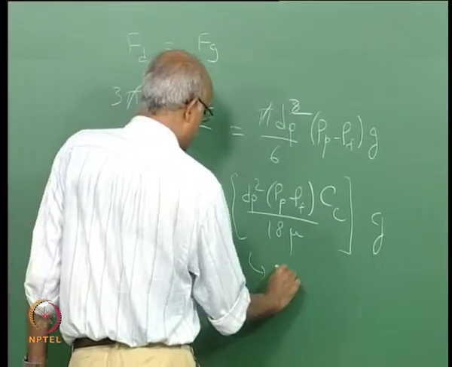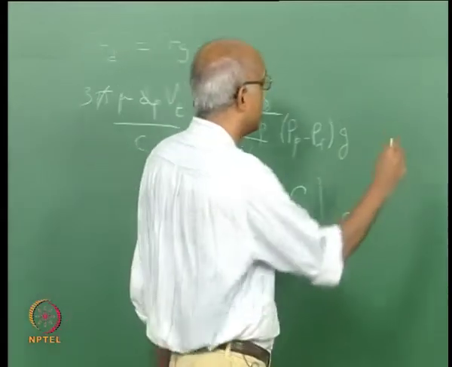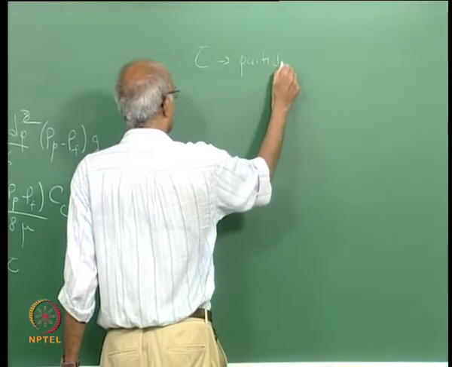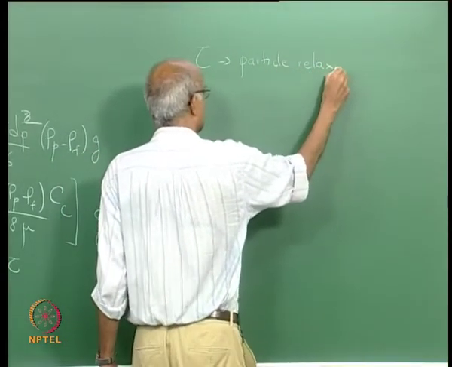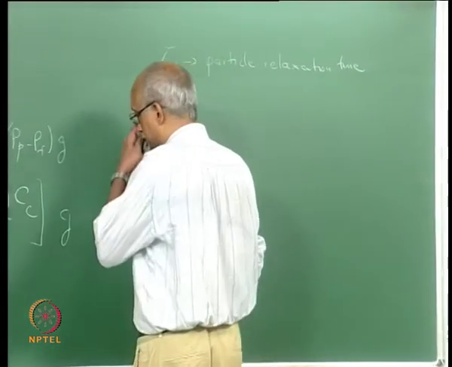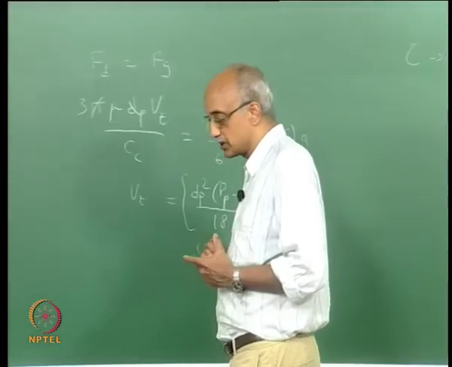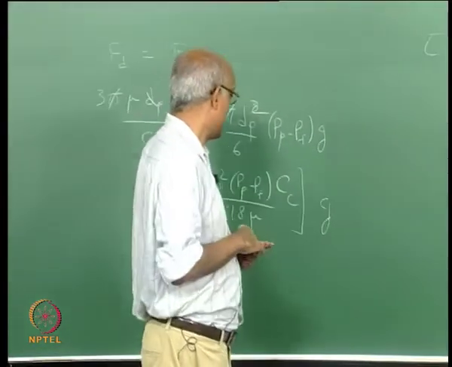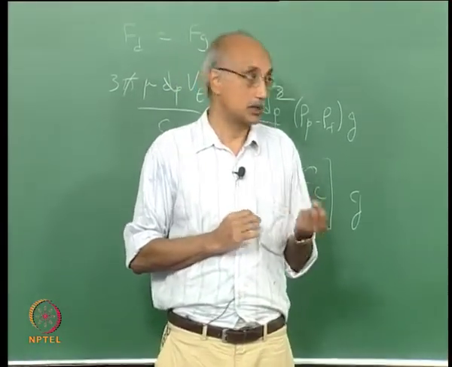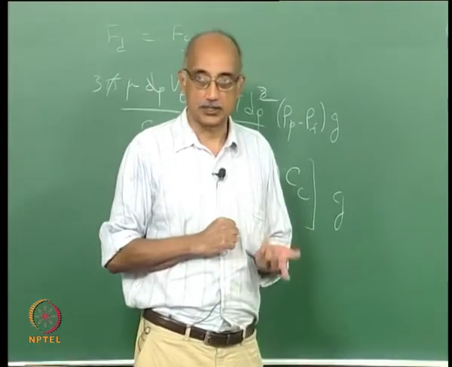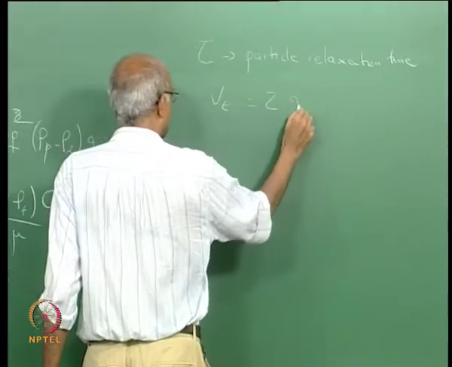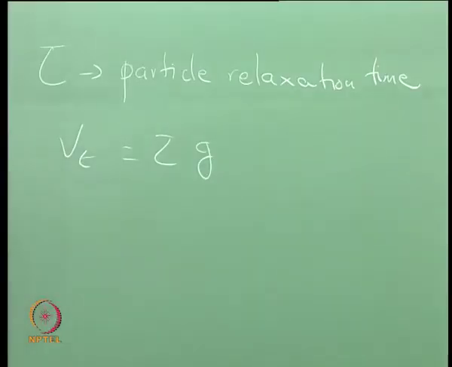Now, this term is referred to as tau, the so called particle relaxation time. So, you can express the terminal velocity as the acceleration associated with the body force times the characteristic particle relaxation time. In other words, Vt can be simply written as tau times g.